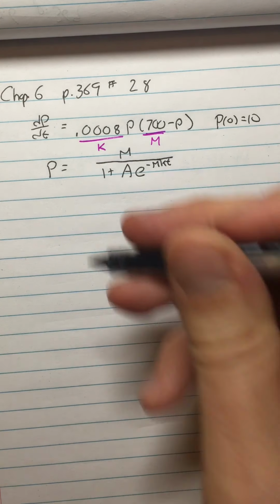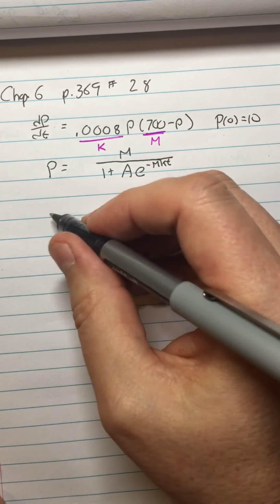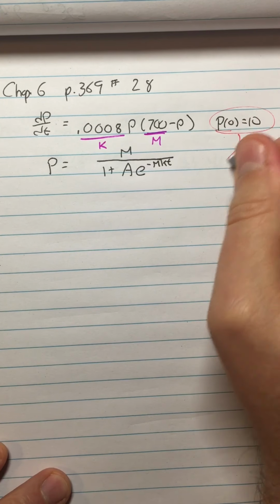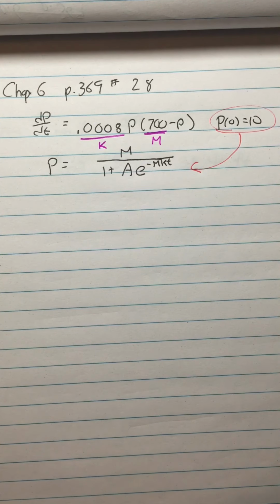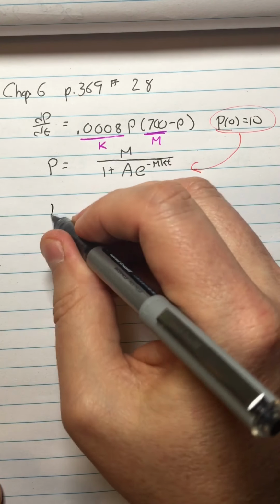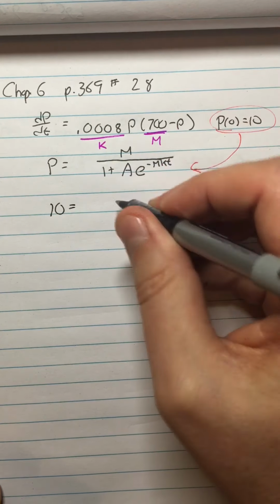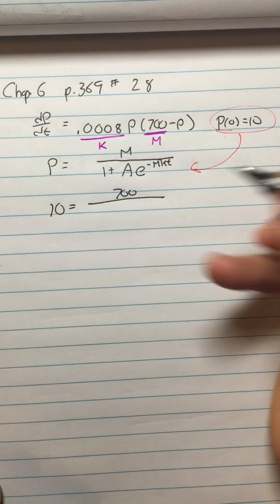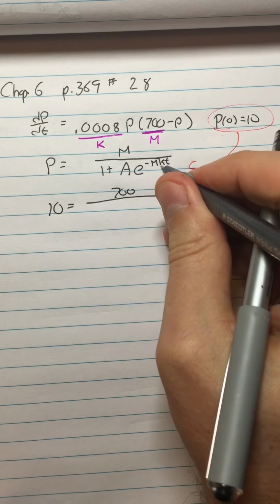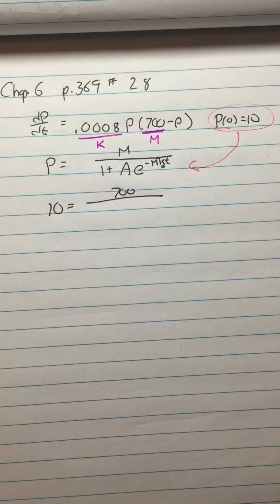So what I'm going to do is jump right to putting in P of 0 equals 10, so we'll use that right away as well. I'm going to put 10 for the P. For the M, I'm going to put 700. My goal here is to solve for K. When I solve for K, then I'll be able to state the equation. That's what solve the differential equation means. It means state the equation.